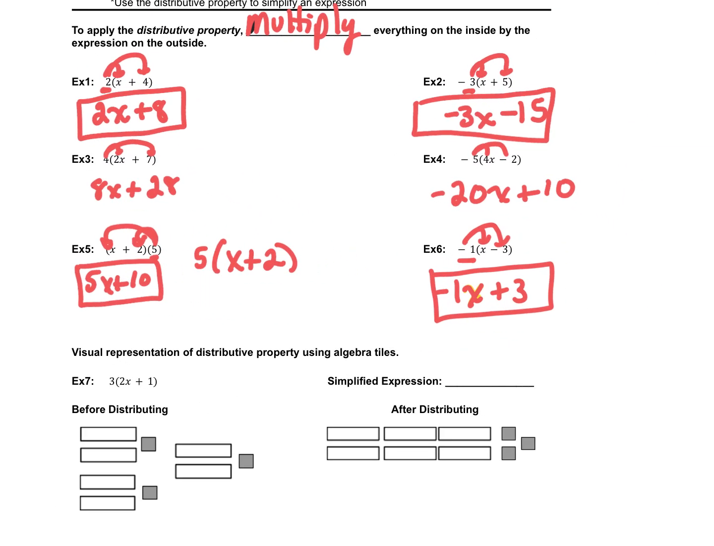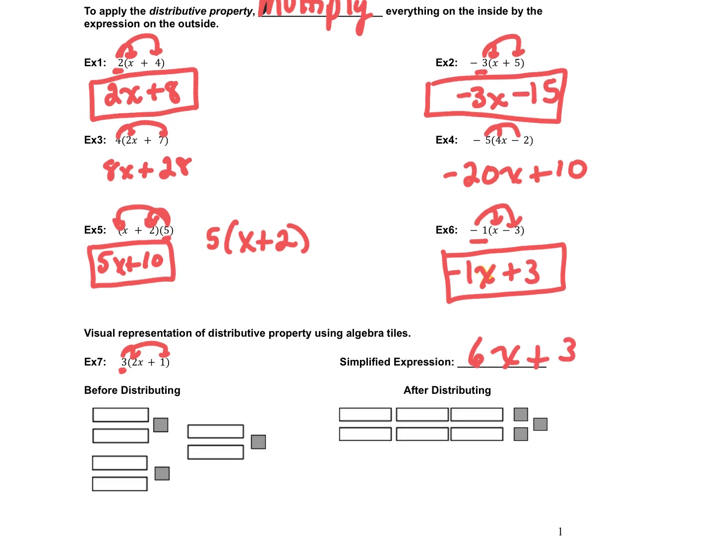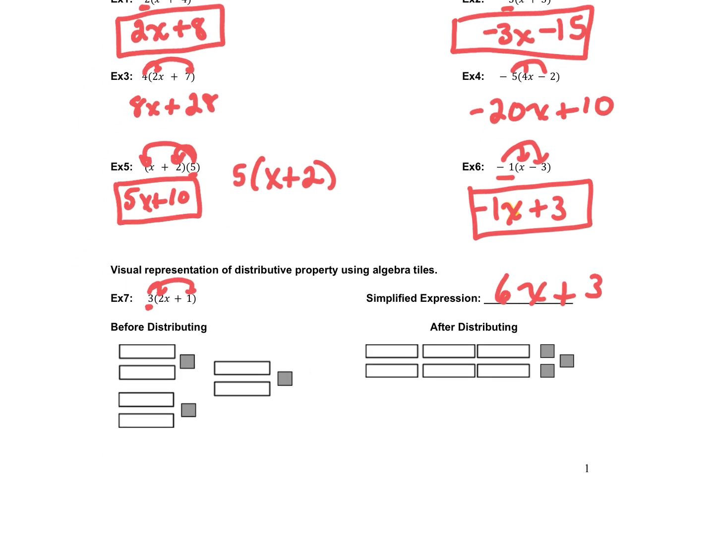Then if we come down to the visual representation of the distributive property using algebra tiles. Okay, so traditionally it will look like this. The 3 will be on the outside, and you'll multiply 3 times 2x, which is 6x, and 3 times 1, which is 3. And here is what it looks like with algebra tiles.